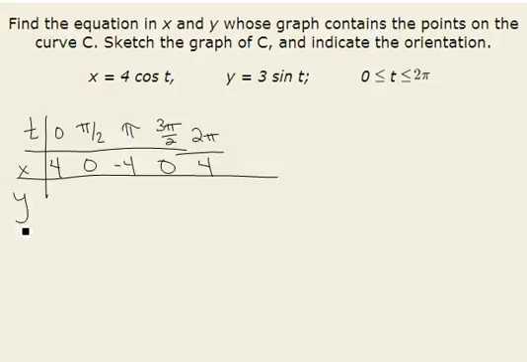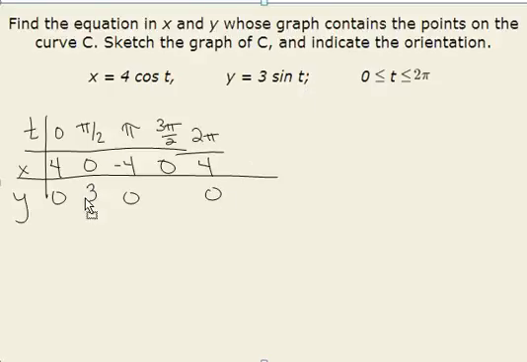Looking at the same thing for y, we will know that at 0, pi, and 2 pi, the sine is producing 0. At pi over 2, the sine of pi over 2 is 1, times 3 gives us 3. And at 3 pi over 2, the sine is negative 1, giving us 3 times negative 1, which is a negative 3.